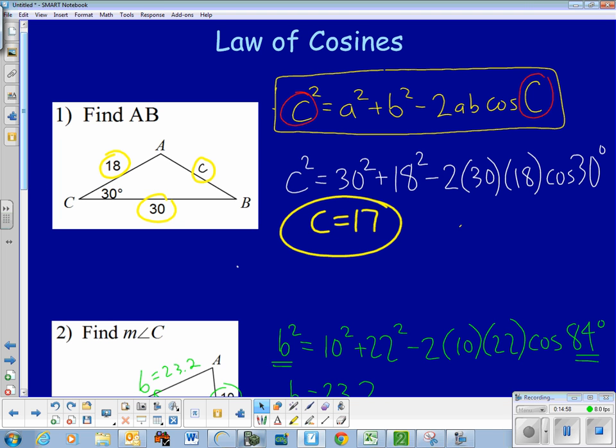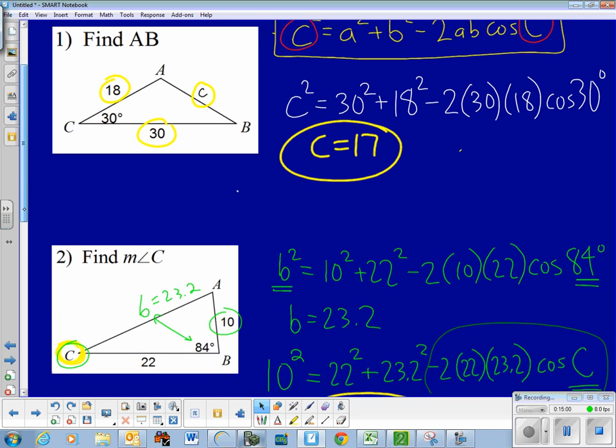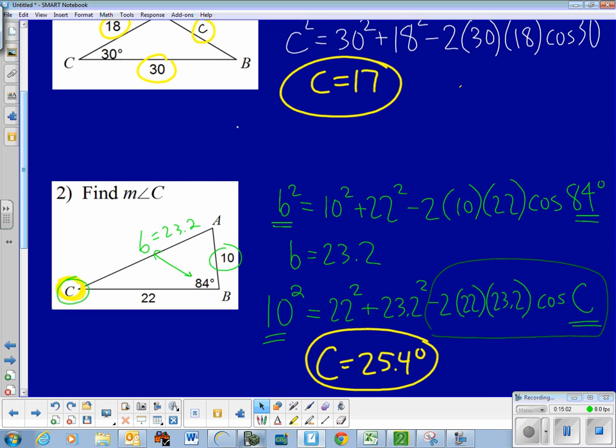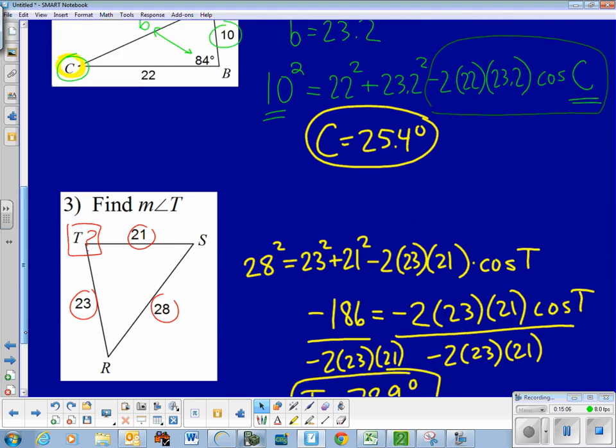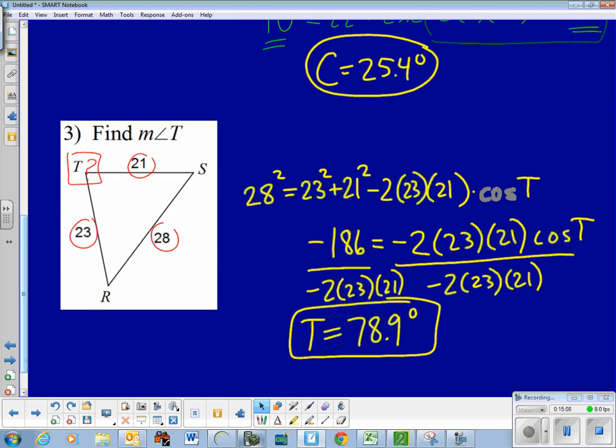So we'll use it to find side lengths, like in number 1. Use it to find angles. Sometimes you have to do 2 steps, like in number 2. And then this one, just 1 step. Make sure you choose the right side lengths in the right places. So that's it. That's the law of cosines.